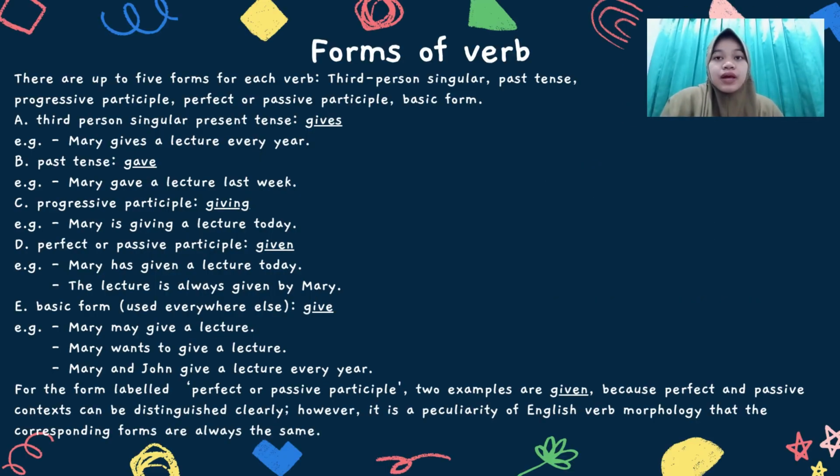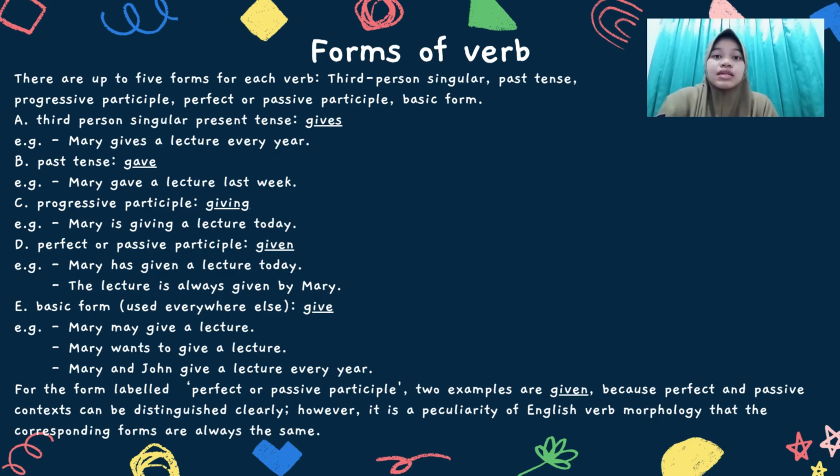Okay, next slide: we have forms of verbs in inflectional words. There are up to five forms for each verb: third person singular, past tense, progressive participle, perfect or passive participle, and basic form. So in A, third person singular present tense, we have gives. For example, Mary gives a lecture every year. And B, we have the past tense, gave. For example, Mary gave a lecture last week. And then in C, the progressive participle is giving. For example, Mary is giving a lecture today.